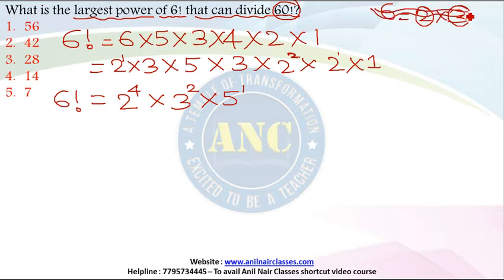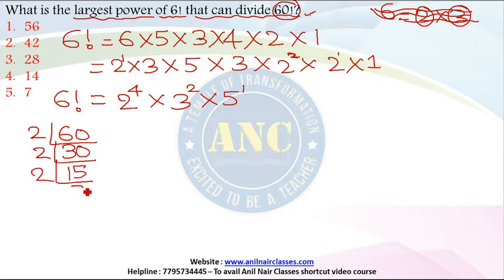Now the question is 6 factorial, but I express it as powers of prime bases. I will divide the 60 by 2, by 3, and also by 5, and then finally I will write the answer. Let me do it. 60 divided by 2, so it is 30 times. It is 2 into 15, 2 into 7, 2 into 3, 2 into 1.